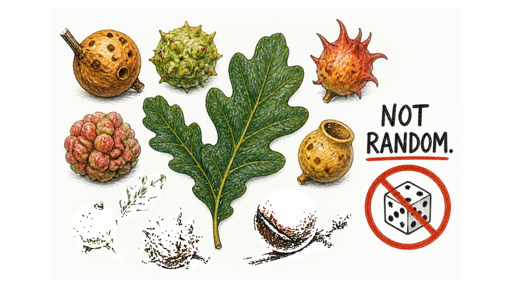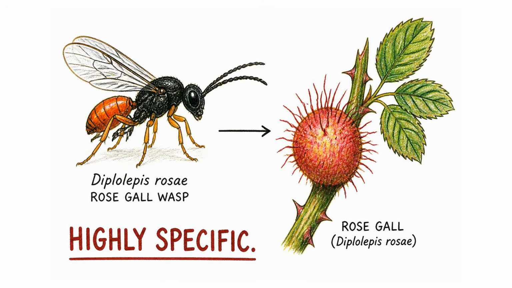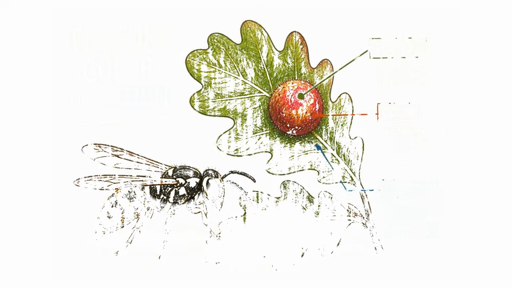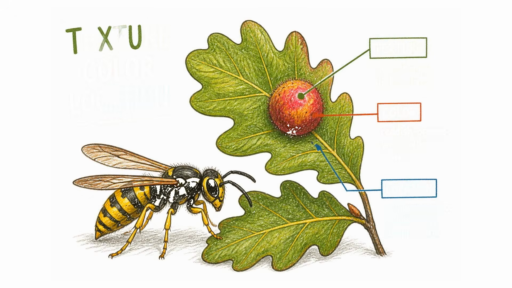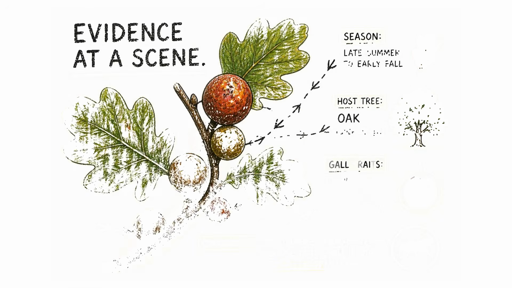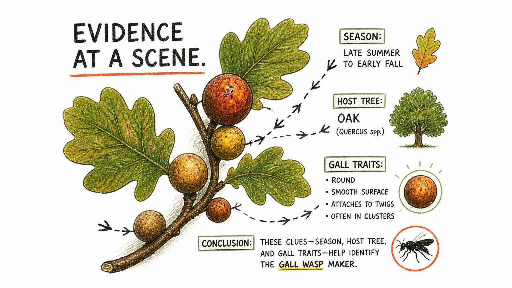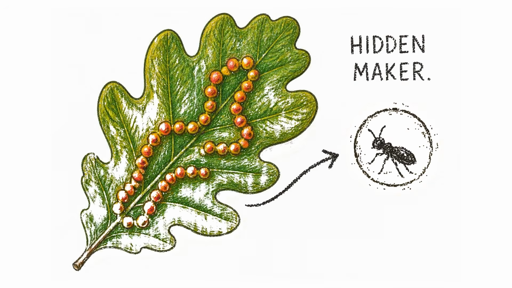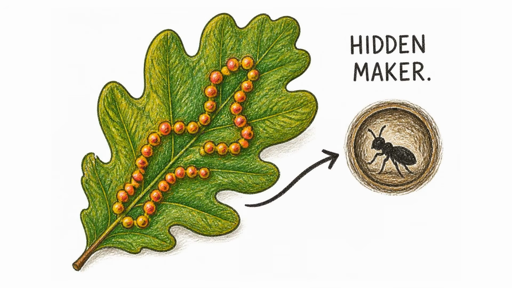These forms are not the oak improvising at random. Many gall-making insects are highly specific. A certain wasp may use a certain group of oaks. A gall's texture, color, location, season, and host tree can all become evidence, like tracks at a scene. The leaf is marked with a signature, and that signature can point toward the hidden maker.